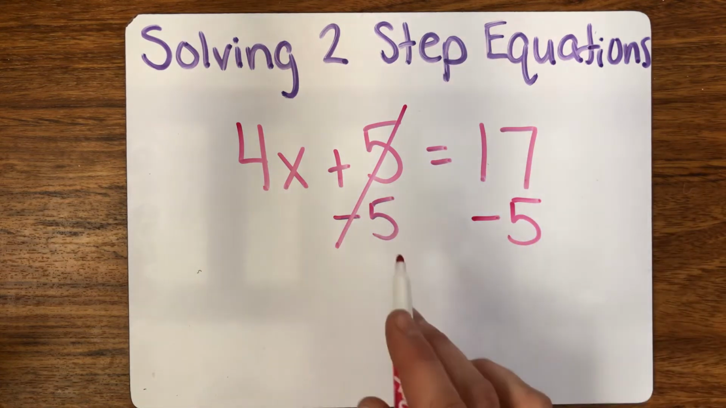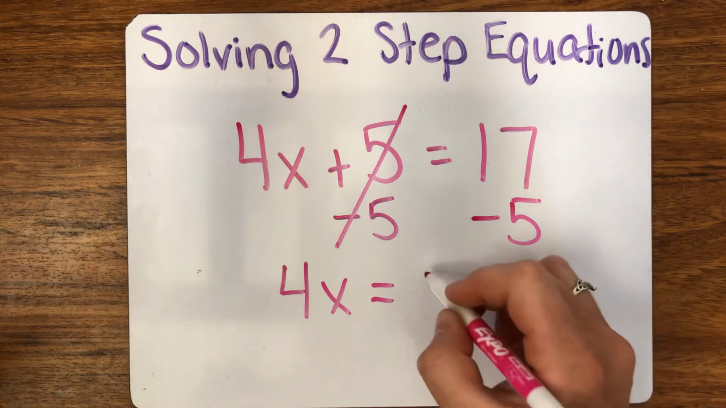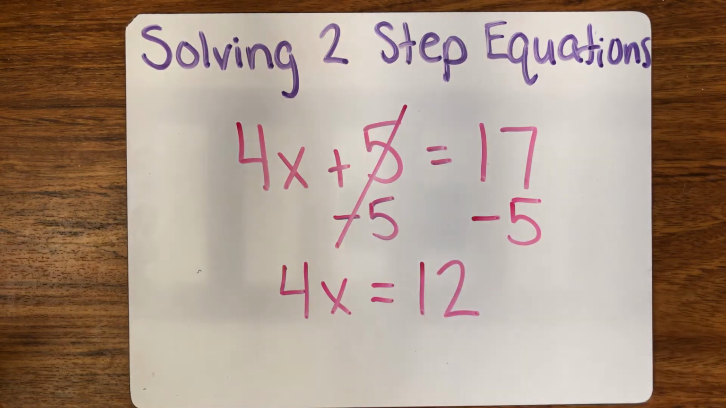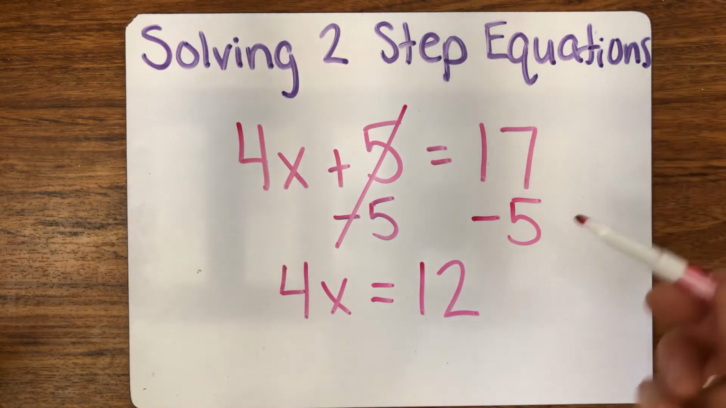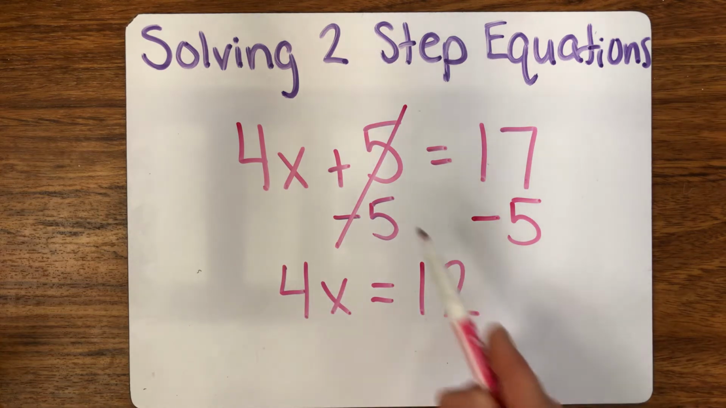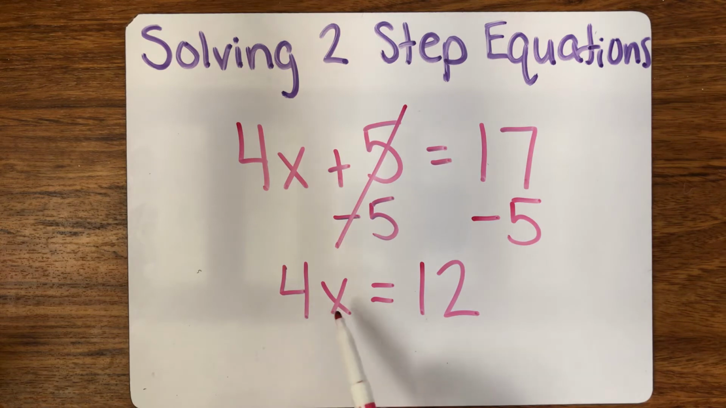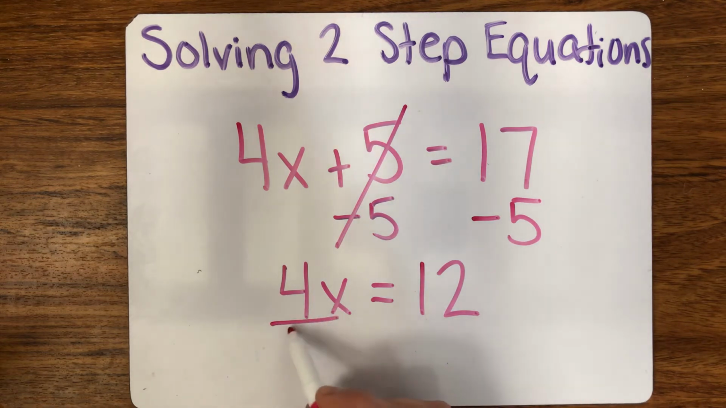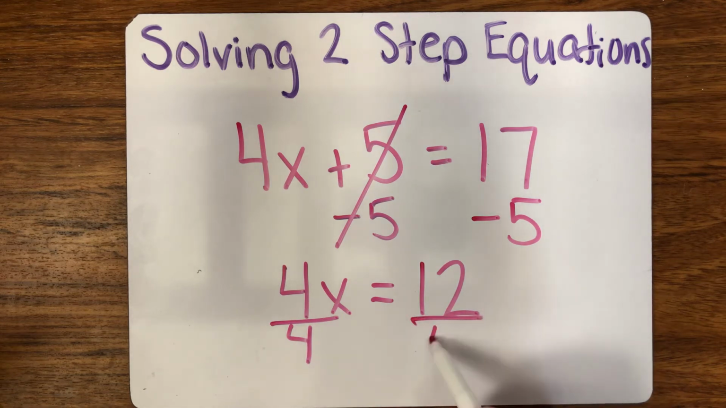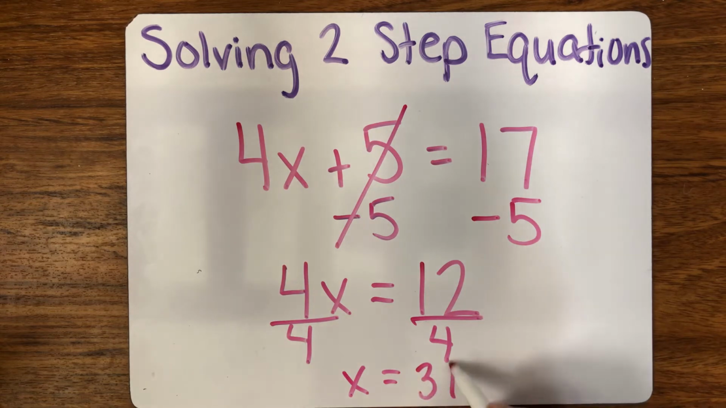So our final problem ends up looking like this. 4x equals 12. Okay, because 17 minus 5 is 12. Now, this is a standard one-step equation. So in order to get to this one step, we have to do one more step before that. So what's happening to the variable? It's being multiplied. So we divide by 4. Whatever we do to one side, we do to the other. So x equals, well, 12 divided by 4 is 3.